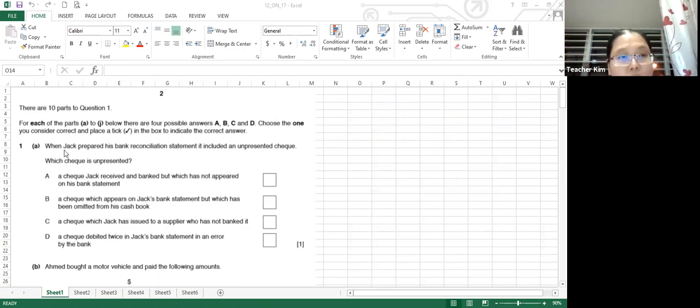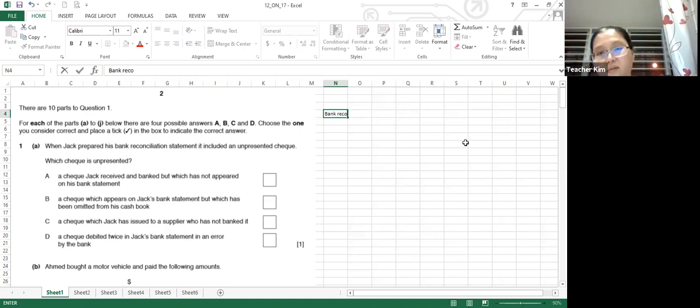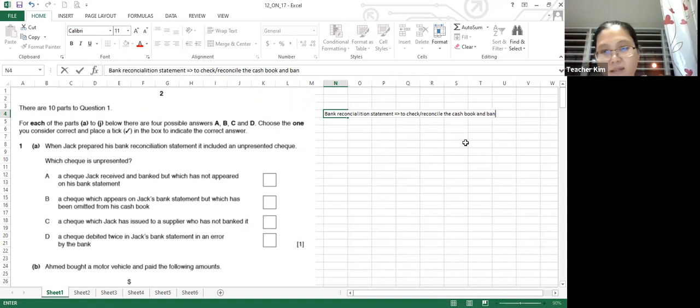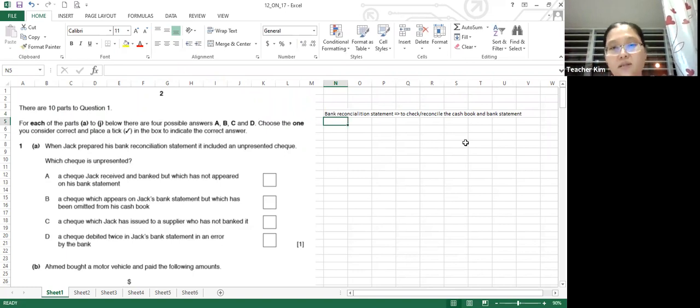Here they say that when Jack prepared his bank reconciliation statement, he included an unpresented cheque. So now I just do some revision of the bank reconciliation. When we prepare the bank reconciliation, the purpose is to check or reconcile the cash book and bank statement. Okay, so there is a purpose to check the differences.